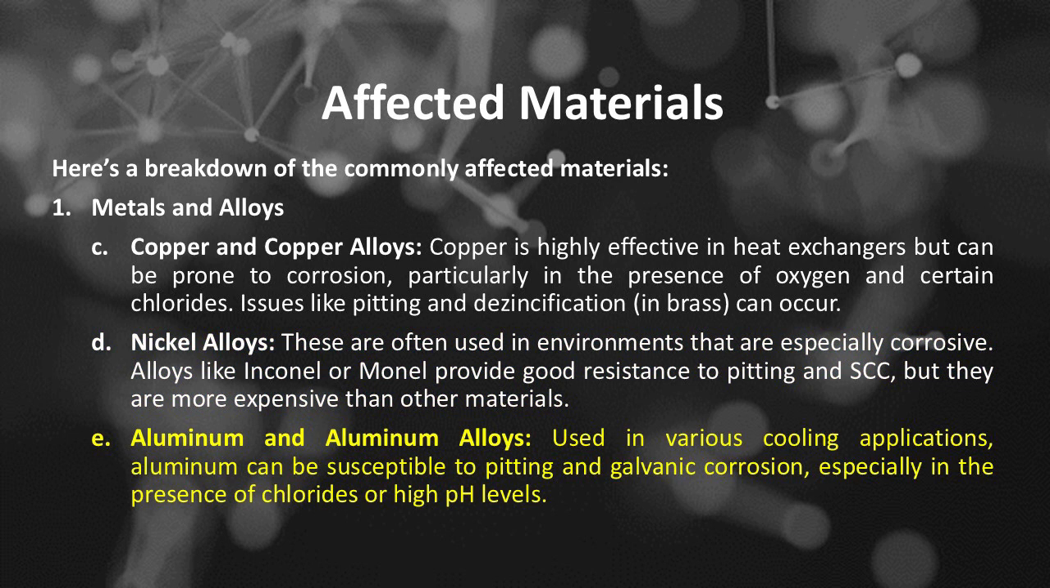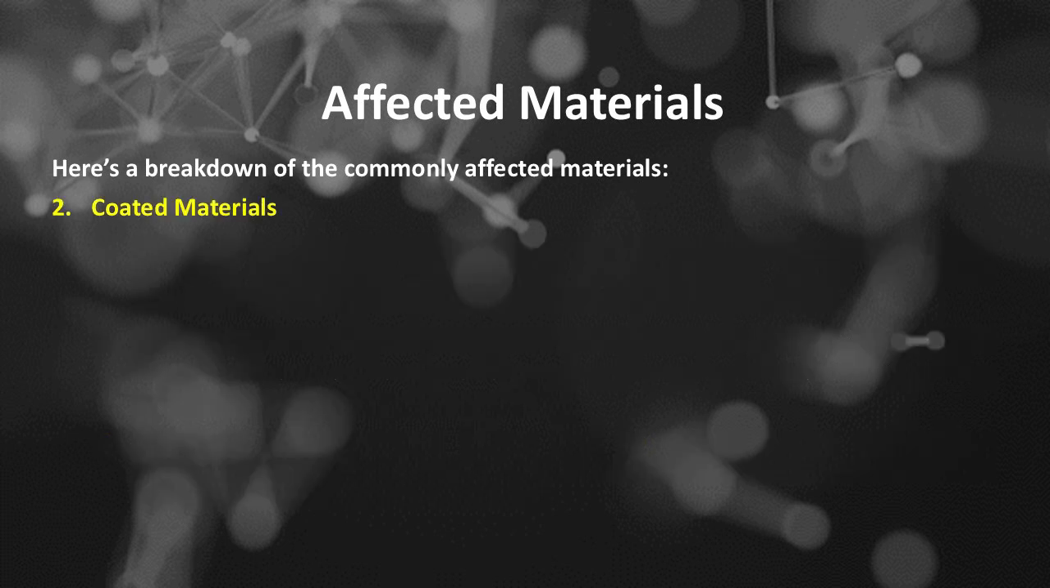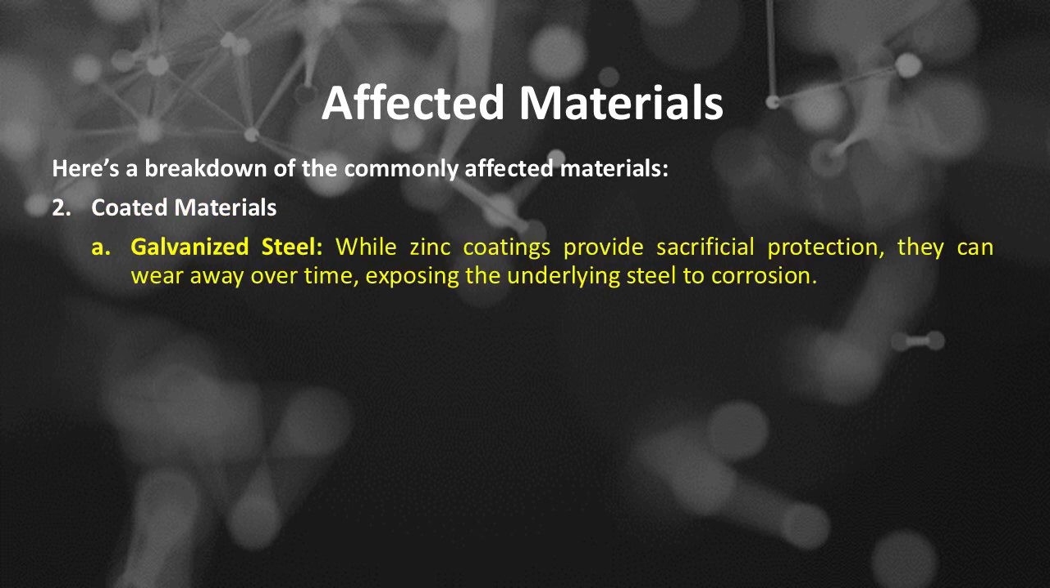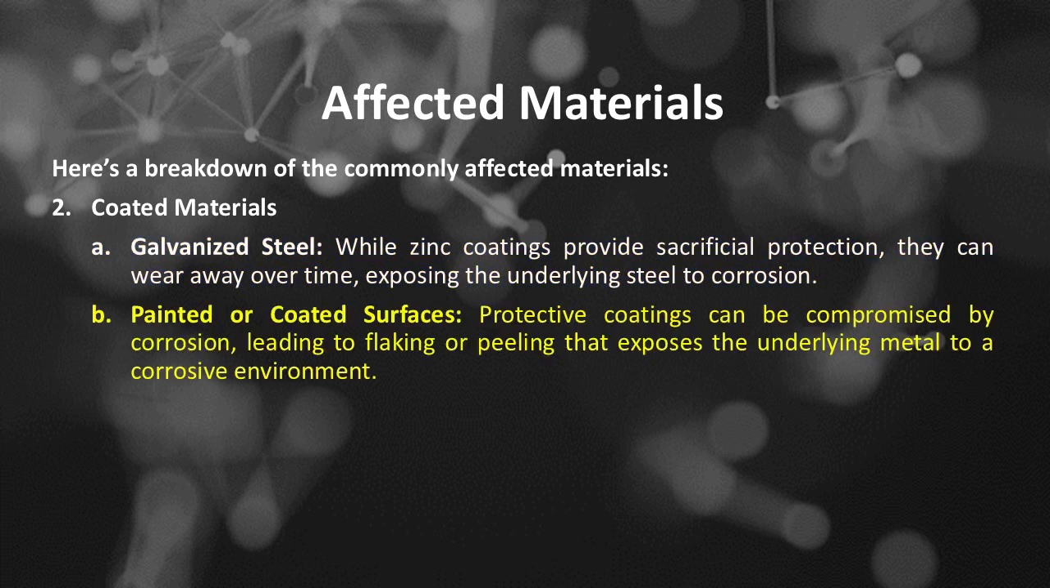Number E of metals and alloys is aluminum and aluminum alloys. Used in various cooling applications, aluminum can be susceptible to pitting and galvanic corrosion, especially in the presence of chlorides or high pH levels. Number 2 of the commonly affected materials is coated materials. Number A of coated materials, galvanized steel. While zinc coatings provide sacrificial protection, they can wear away over time, exposing the underlying steel to corrosion. Number B of coated materials, painted or coated surfaces. Protective coatings can be compromised by corrosion, leading to flaking or peeling that exposes the underlying metal to a corrosive environment.